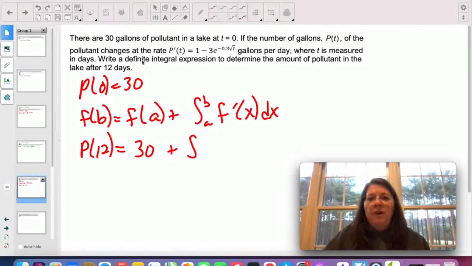Start time is 0, finish time is 12. So it goes from 0 to 12 of that function p prime of t.